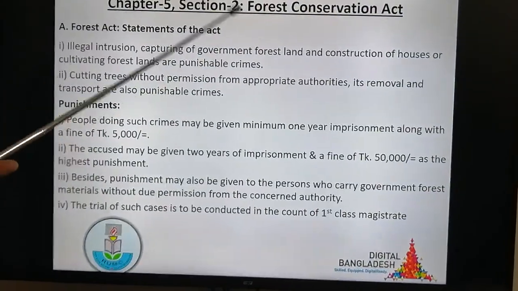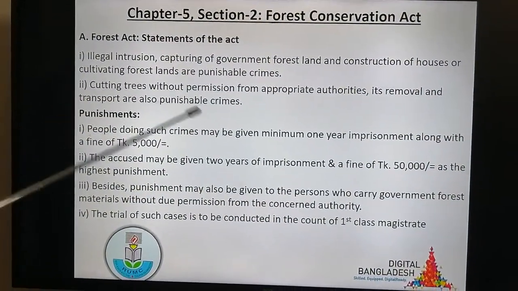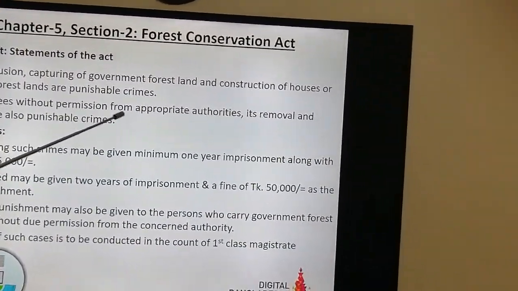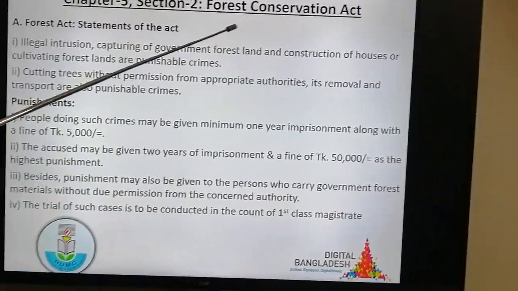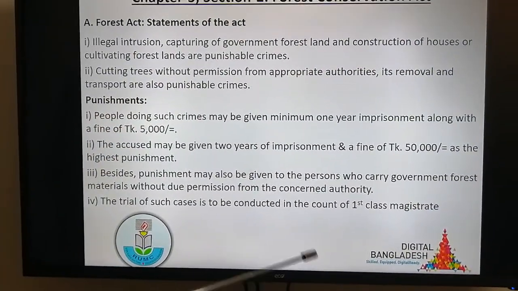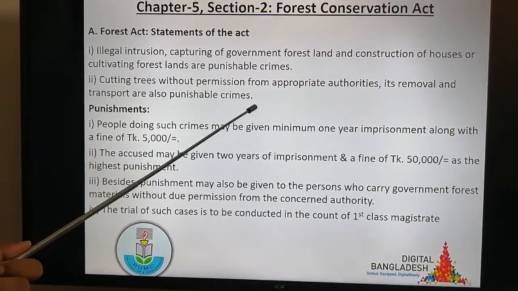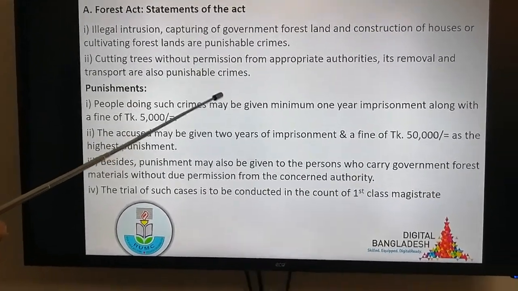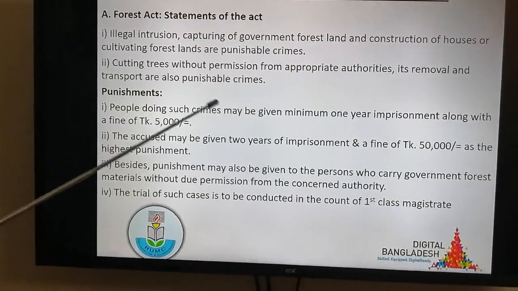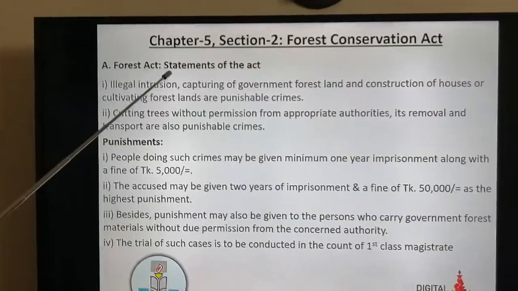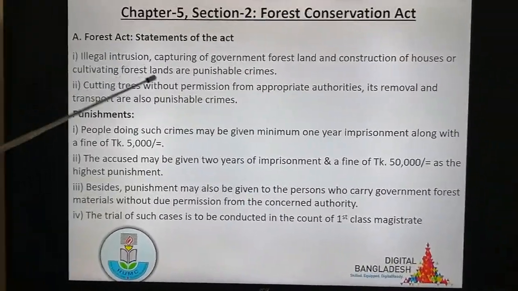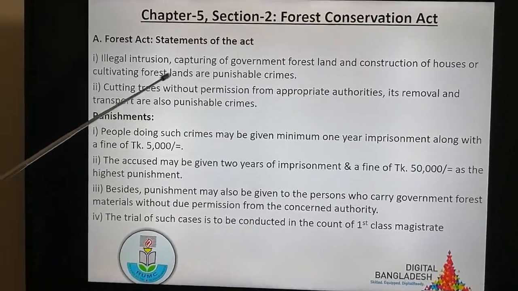Chapter 5, next section is section 2, and it is Forest Conservation Act. Act means some laws to protect forest and wildlife. One item is Forest Act. What is the statement of the Forest Act?